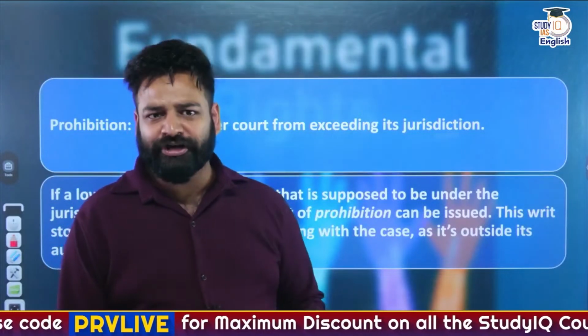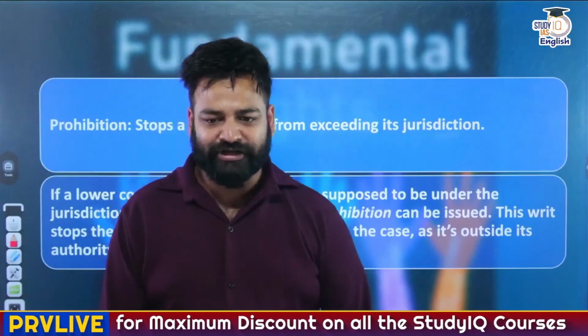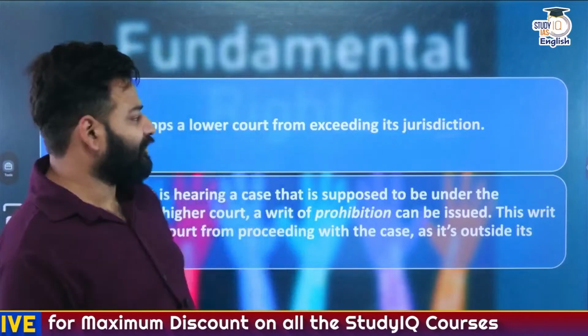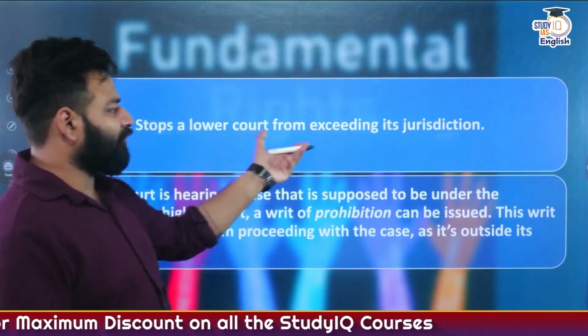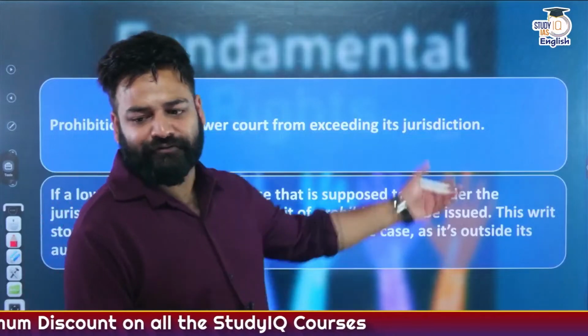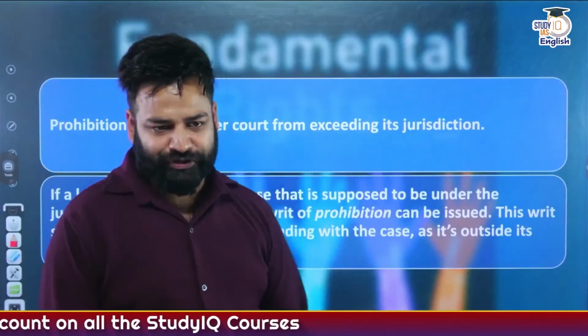Against high courts or subordinate courts, only the Supreme Court can issue. That is what is known as prohibition. That is what? To stop a lower court from exceeding its areas of jurisdiction or the boundaries of jurisdiction.